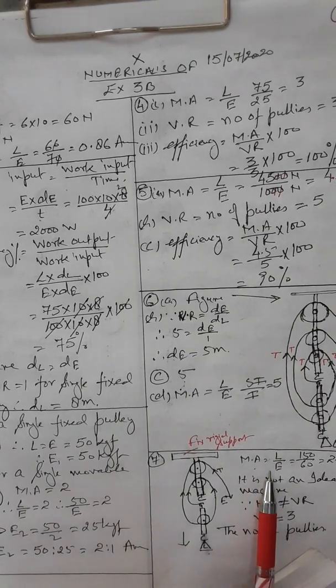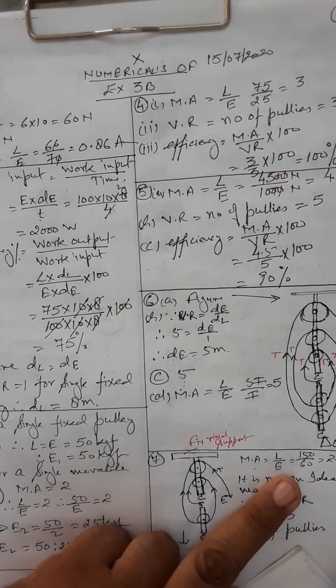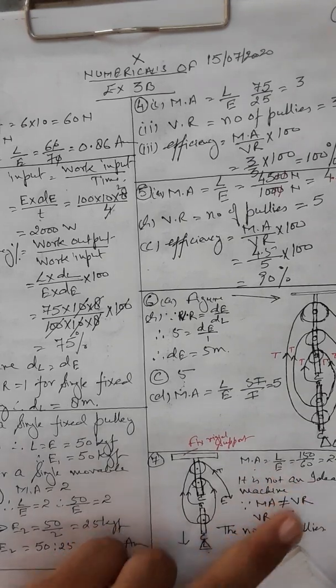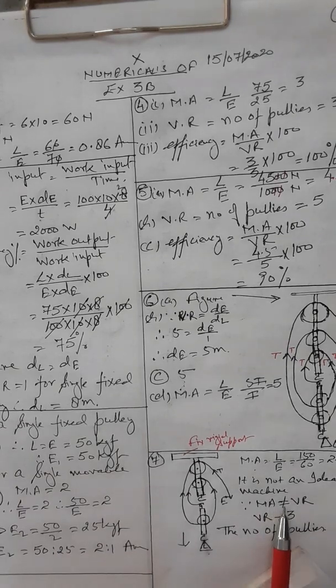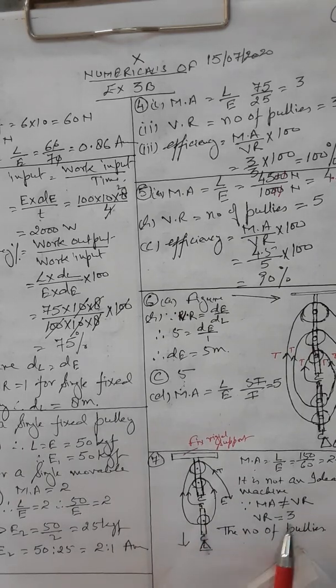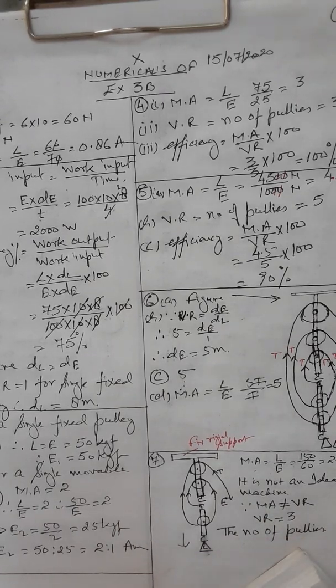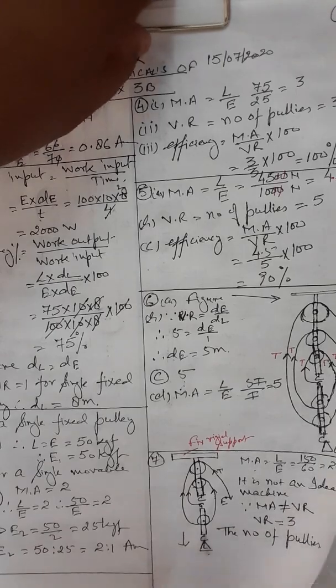Mechanical advantage is load upon effort. How much is the load in this? The load to be lifted is 150 Newton. 150 upon effort 60 Newton, mechanical advantage 2.5. It is not an ideal machine because mechanical advantage is not equal to velocity ratio. Velocity ratio is 3, equal to the number of pulleys, and mechanical advantage is only 2.5. So it is not an ideal system. In an ideal system, mechanical advantage and velocity ratio are both the same.